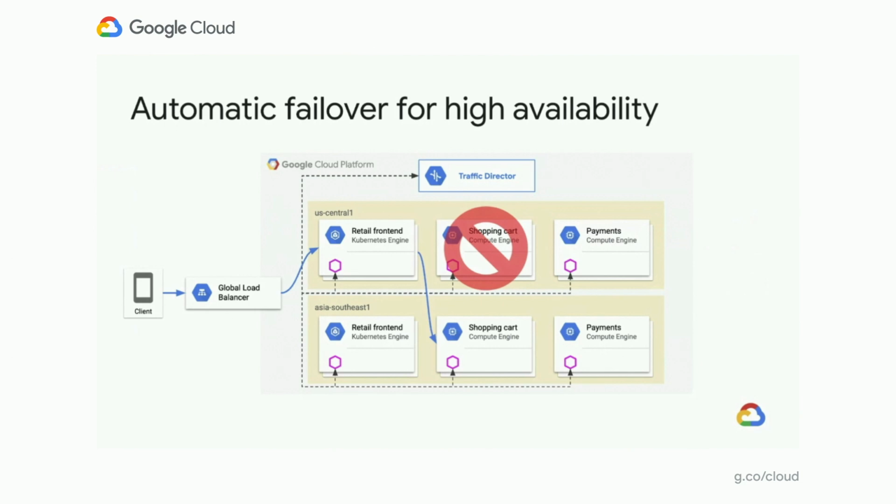You just add backends in multiple regions as part of your service, and Traffic Director will make sure that your retail front end knows how to reach the ones that are healthy. And so the shopping cart can go to your payment service, all's good. Your customer gets served despite the fact that your shopping cart in US Central 1 happened to be down.